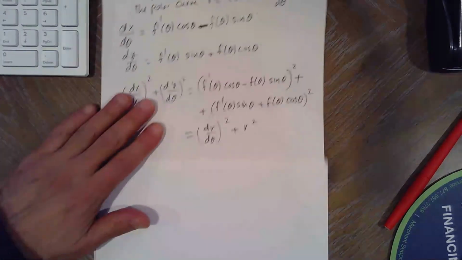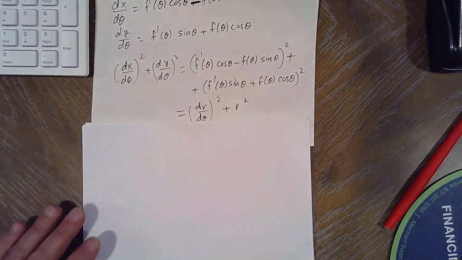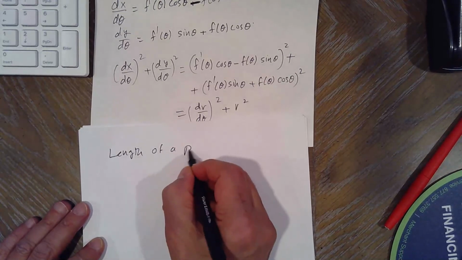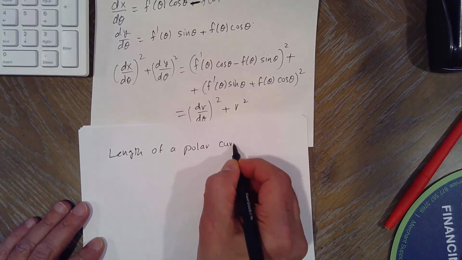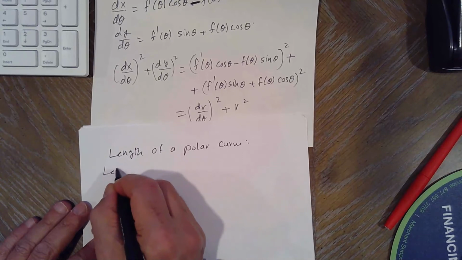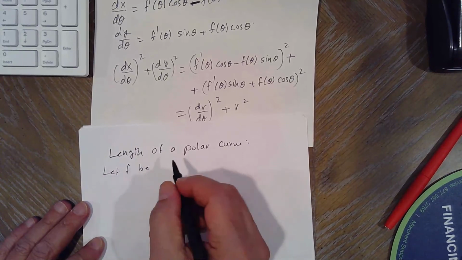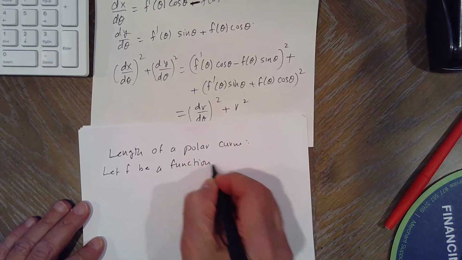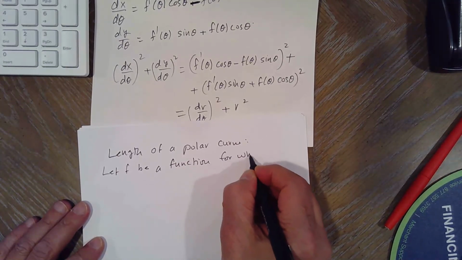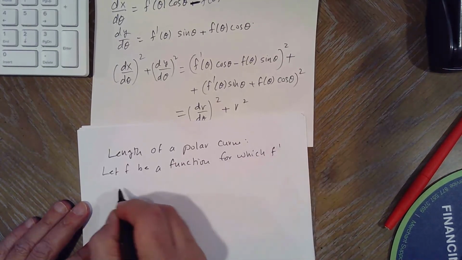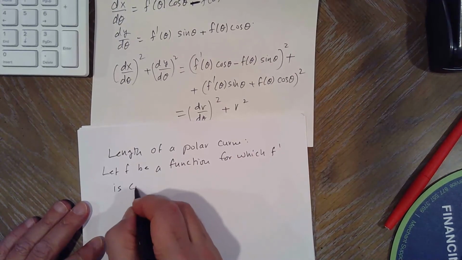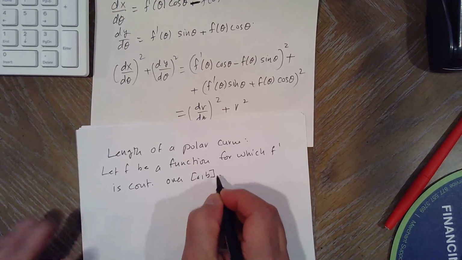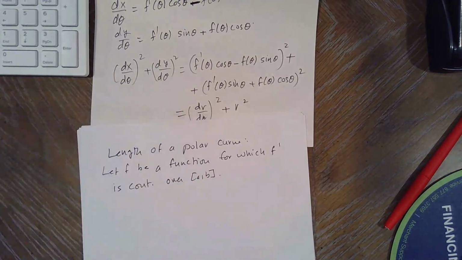So now we can talk about the length of a polar curve. Let f be a function for which its derivative f prime is continuous. So we're talking about a smooth curve. It's continuous over [a, b].